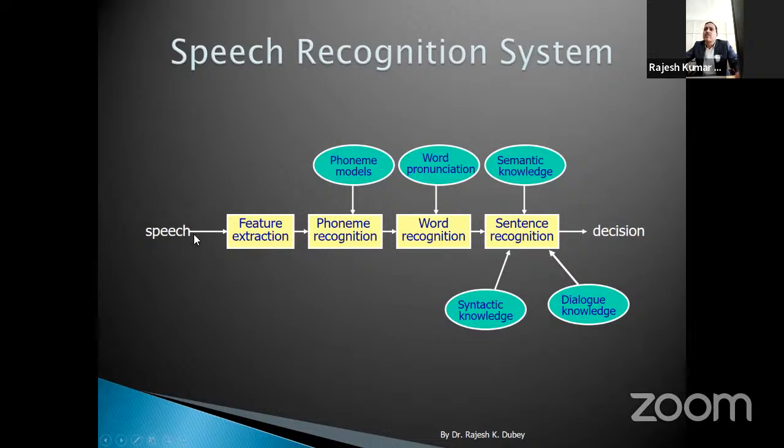So here, what we'll do is take the speech signal and calculate features. We discussed time domain features, frequency domain features, and a number of different features, most importantly MFCC. Then phoneme recognition will be compared with word pronunciation, and we can use semantic knowledge and dialogue knowledge, then sentence recognition, and we can make the decision. So this is a brief block diagram of a speech recognition system.